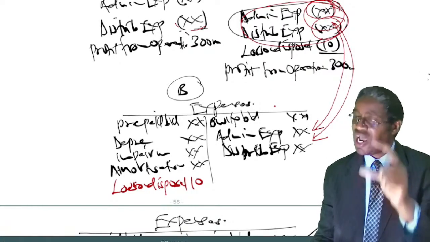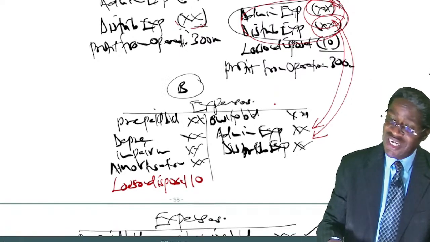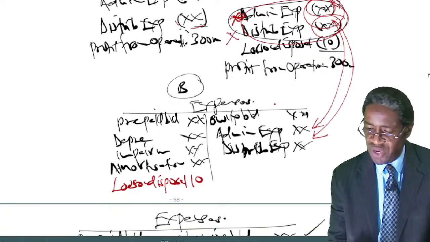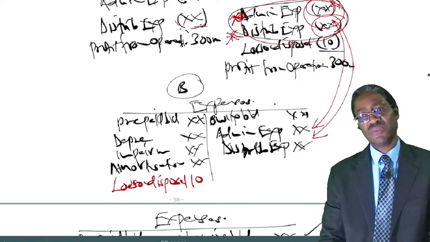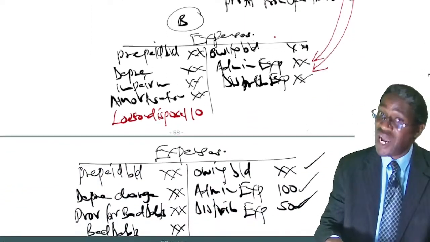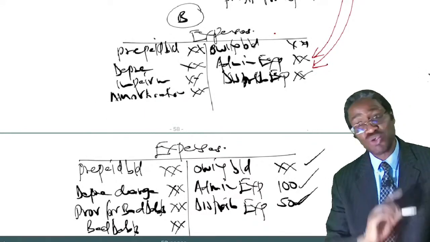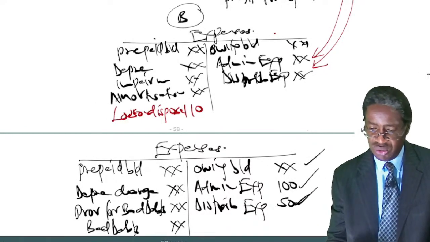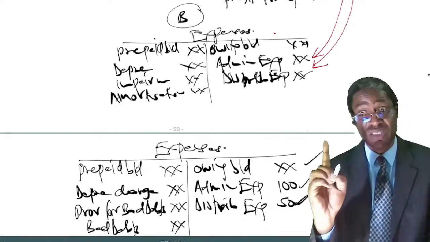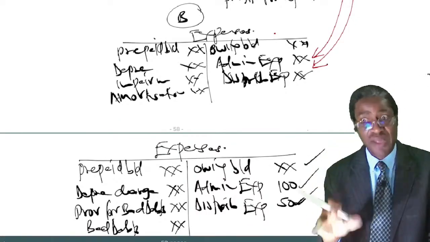It is not affecting what I'm looking for. Why? Because it is not part of either admin and it's not part of either distribution. For accountants B, P and L accounts, listen, for that case, you don't have to use it here. You don't have to use it there. You don't have to use it because it's not affecting what you are looking for.